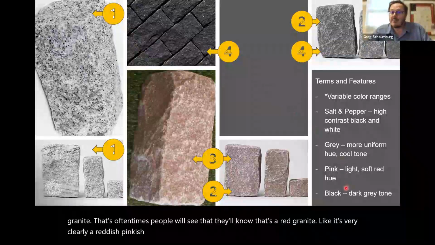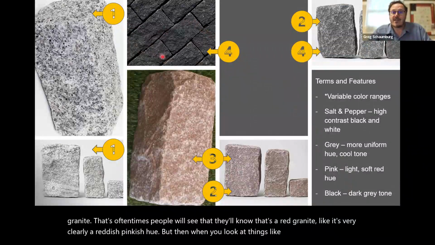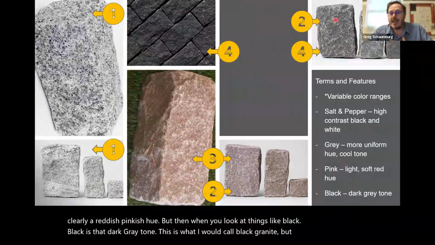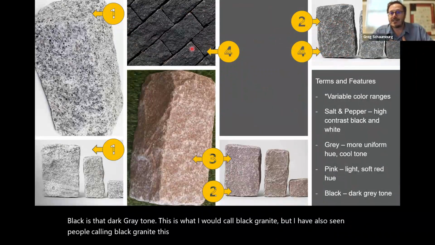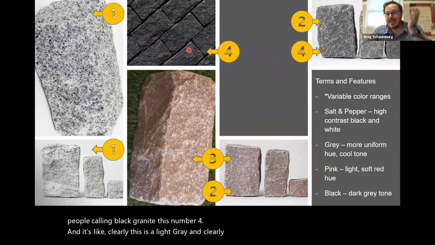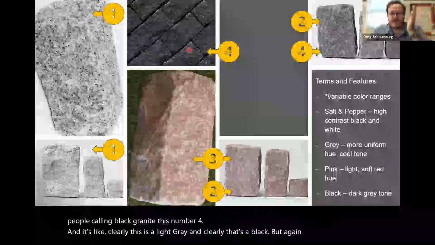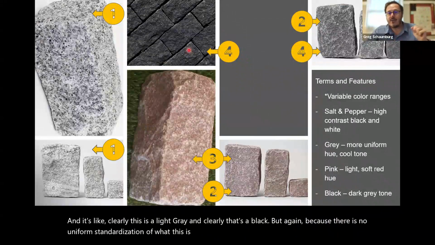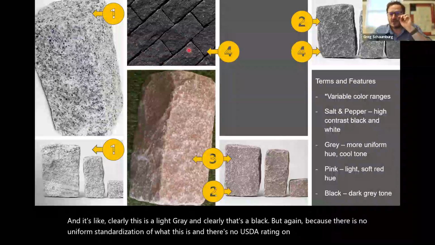But then when you look at things like black, that dark gray tone, this is what I would call black granite, but I have also seen people calling black granite this number 4. And it's like, well, clearly this is a light gray and clearly that's a black. But again, because there is no uniform standardization of what this is, and there's no USDA rating on it, no one's looking over their shoulder.